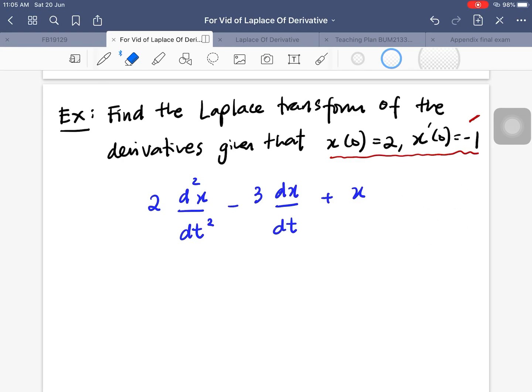Okay, so now let me Laplace transform this. The first step, step number 1, is that we are going to apply the linearity theorem, because we need to separate this.